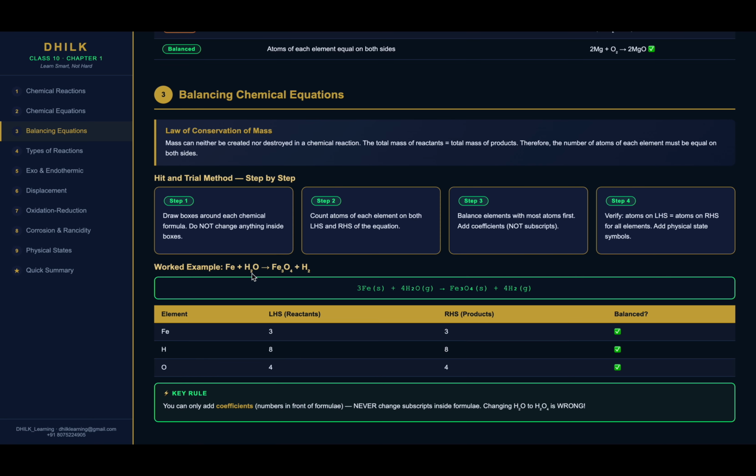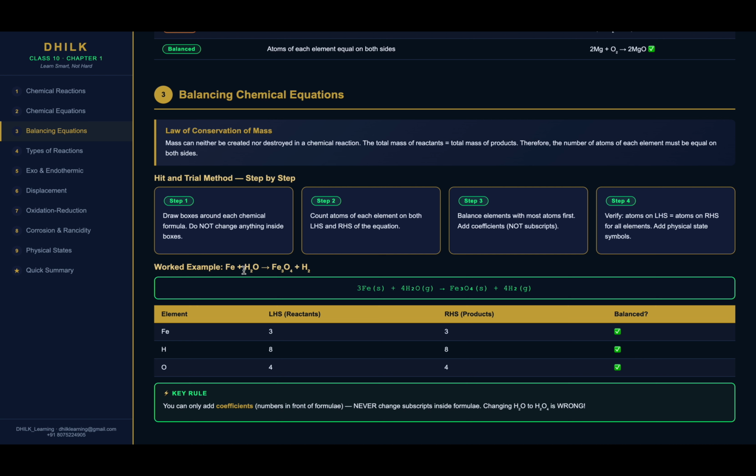How many hydrogen atoms are on the left side? The number of hydrogen atoms on the left side and the right side is the same, but look at the oxygen atoms. There are 4 oxygen atoms on the product side and only 1 oxygen atom on the reactant side. So we have to balance this oxygen. Looking at the oxygen on the RHS, there are 4 oxygen, so we have to write 4H2O on the reactant side.